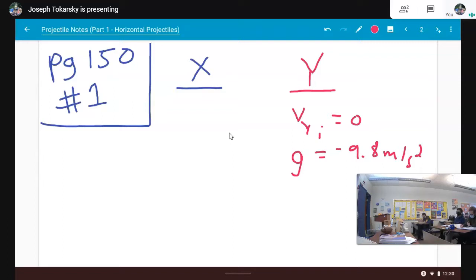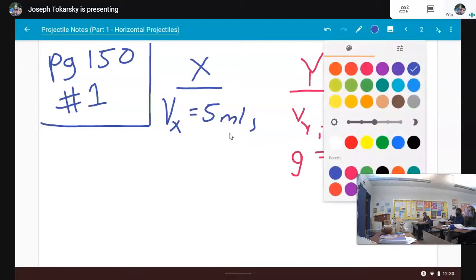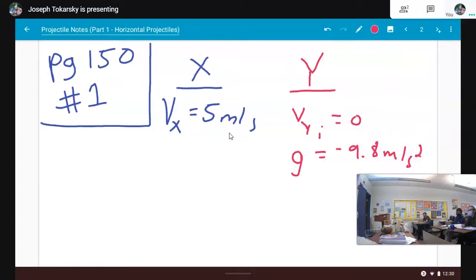And it tells me the horizontal speed is 5 meters per second. That's pretty clear what I list that as. Right? Not x, okay. Vx, right? 5 meters per second. And one last piece of information, it is 78.4 meters high. What is that?